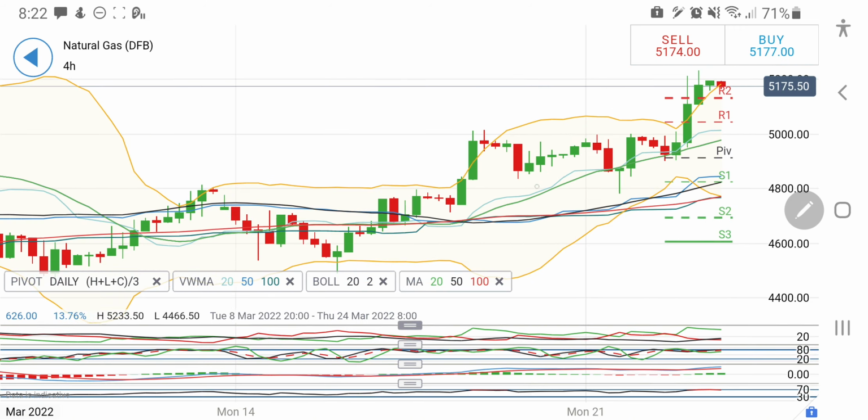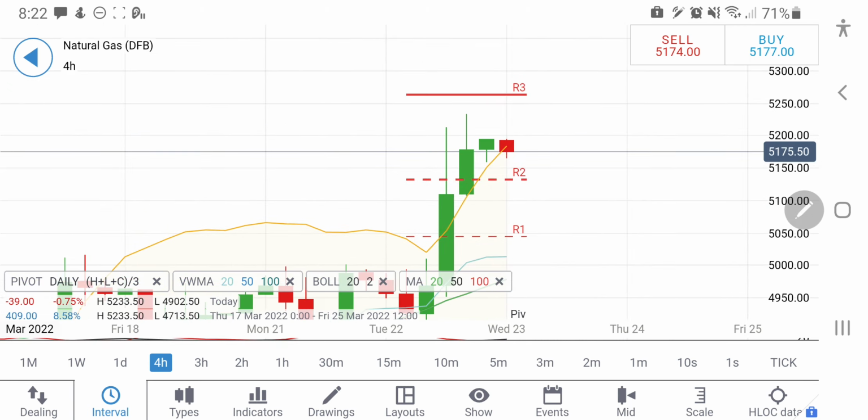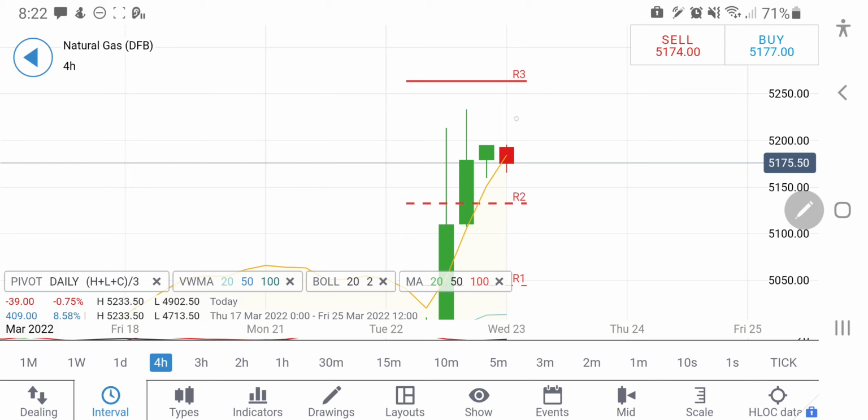On the 4-hour charts, $5.2 levels are giving it a resistance. If it breaks 5.2, yes, you can go long again. The next target is 5.26. So it may try to hit 5.26, and beyond that it will fly. So beyond 5.2 you can definitely take a long entry.